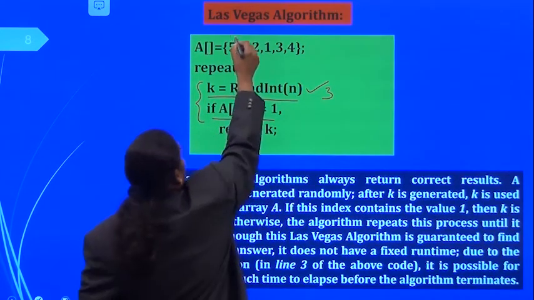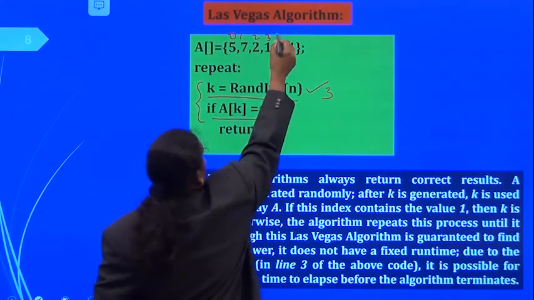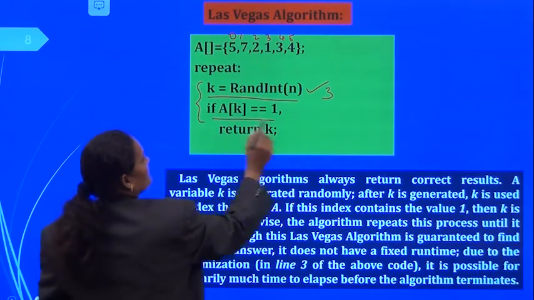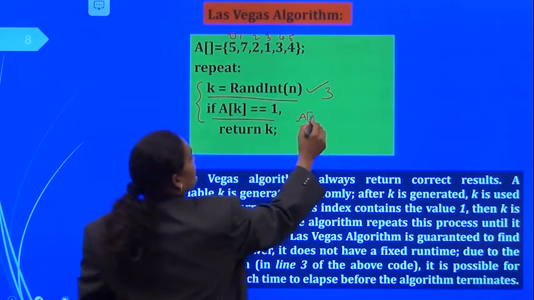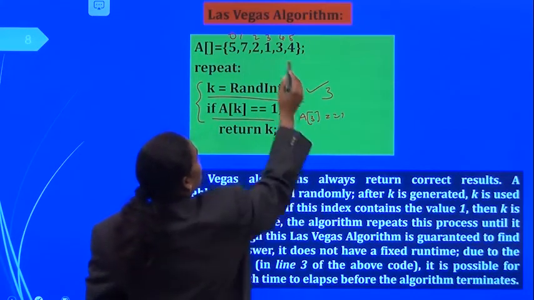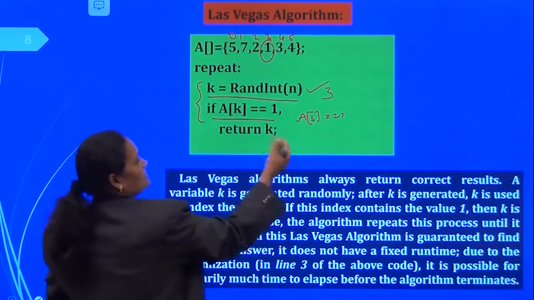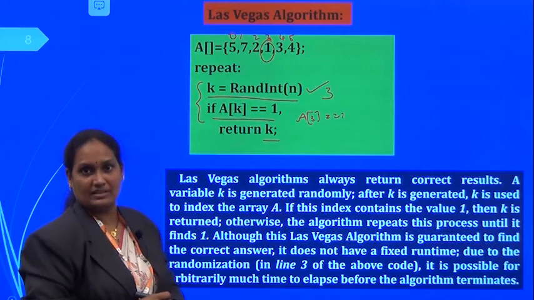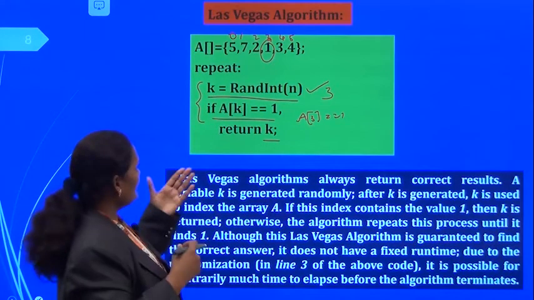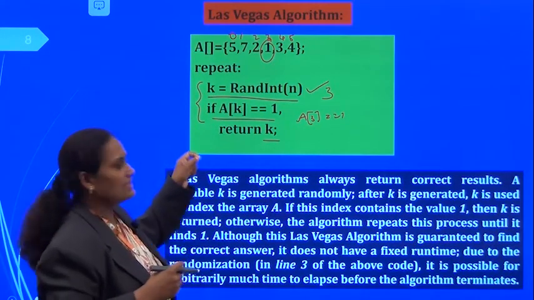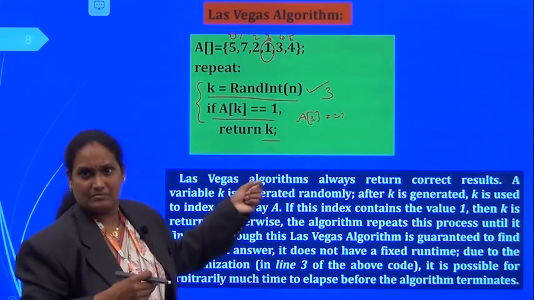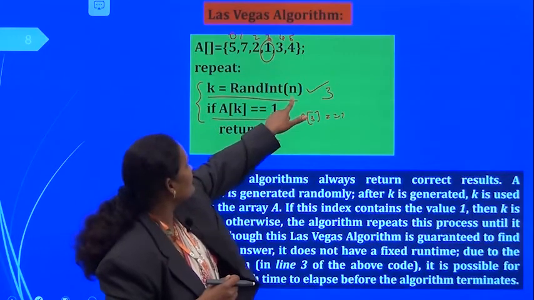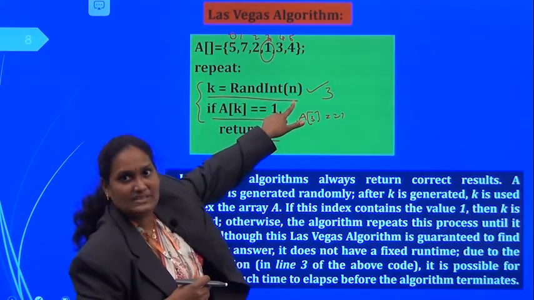Now here the index values of these are 4, 5. Now here if A of k is equal to 1, that is A of 3 is equal to 1. Yes, A of 3 is 1. So it returns k, that is nothing but 3, the index of that particular element. So even in the first attempt, the 3 may not be generated. Random integer 3 may not be generated. But it has to generate the random integers within n.